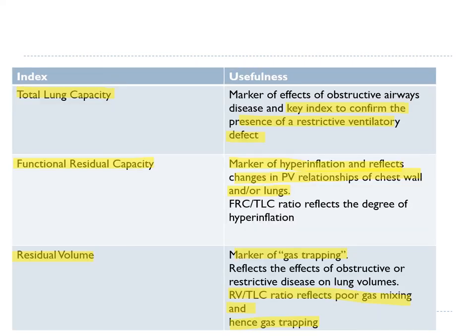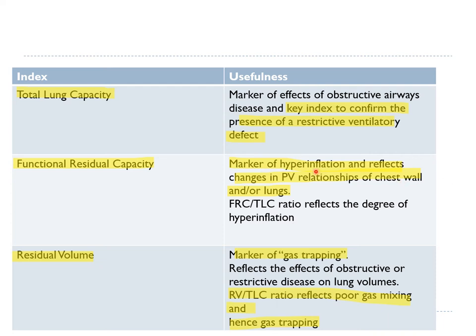So the three lung volumes which we find during the body plethysmograph are total lung capacity, functional residual capacity, and residual volume. The usefulness is that total lung capacity is a key index to confirm the presence of the restrictive ventilatory defect. FRC is the marker of hyperinflation and changes in the PV relationship of the chest wall or lungs. And residual volume is the marker of gas trapping. RV by TLC reflects the poor gas mixing ratio and hence gas trapping.